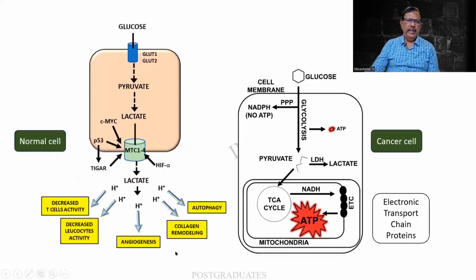So the same thing is given over here in a normal cell. These are all the changes that take place. Whereas in a cancer cell, you find that pyruvate is getting converted to lactate, and then a lot of this ATP is being produced on its own, and it acts on the mitochondria, on the electron transport chain proteins. So it is able to derive its own energy and grow out of it.